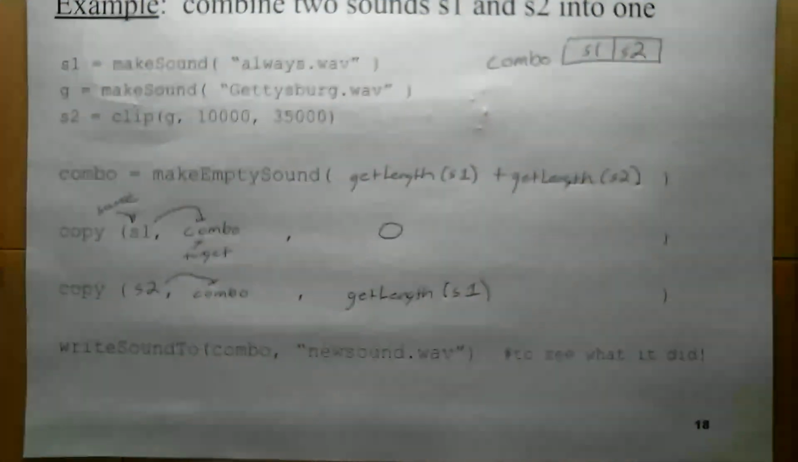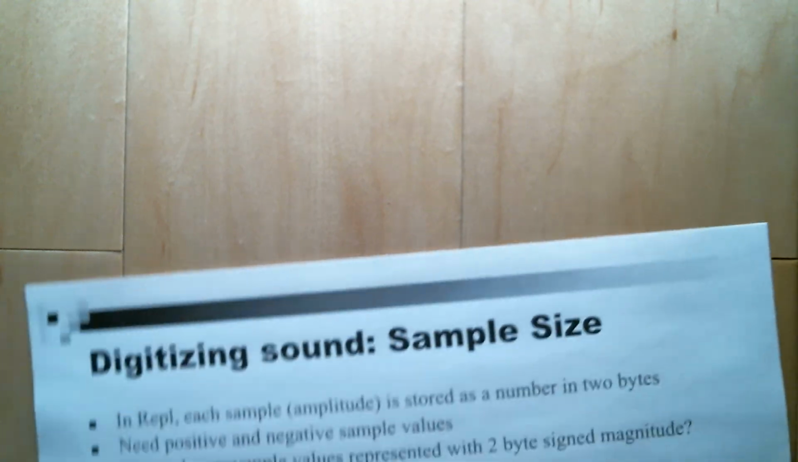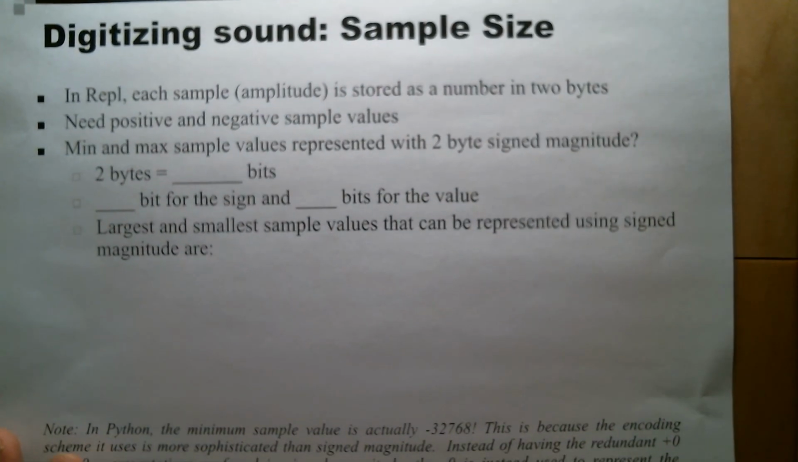So last but not least, I said a little while ago we were going to talk about why those values were the min and the max. So in REPL, each sample is stored as a number in 2 bytes, right? And we need to be able to store positive and negative sample values. So the min and the max values are represented with a 2-byte sign magnitude. 2 bytes equals 16 bits.